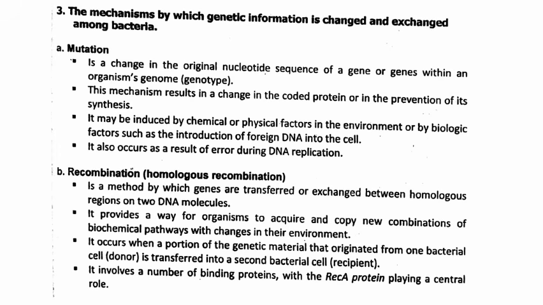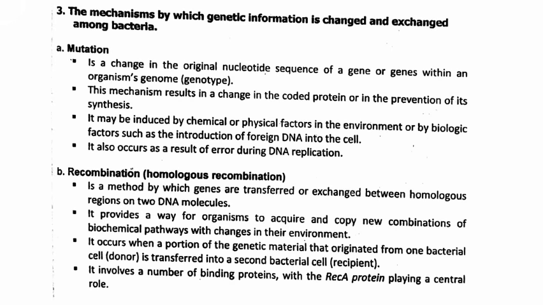Okay? So, let's talk about recombination, or what is known as homologous recombination. Recombination is a method by which genes are transferred or exchanged between homologous regions on two DNA molecules. So this recombination provides a way for organisms to obtain new copies or new combinations of biochemical pathways as changes occur in their environment. So upon the adjustment of bacteria and evolution, some recombination happens to acquire new biochemical pathways for the bacteria to better survive in its environment.